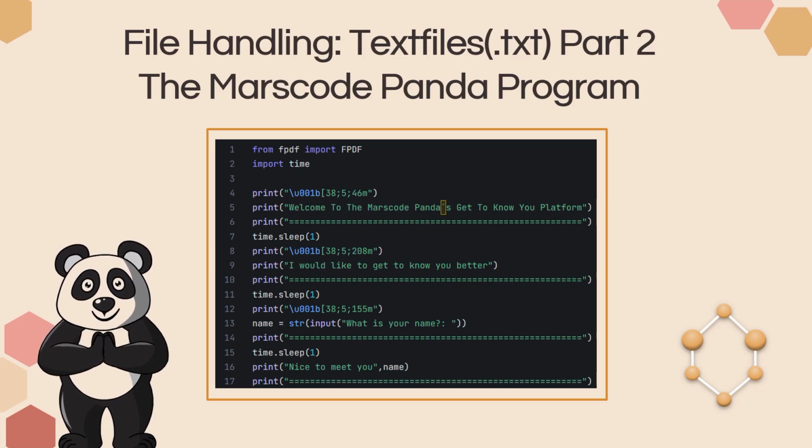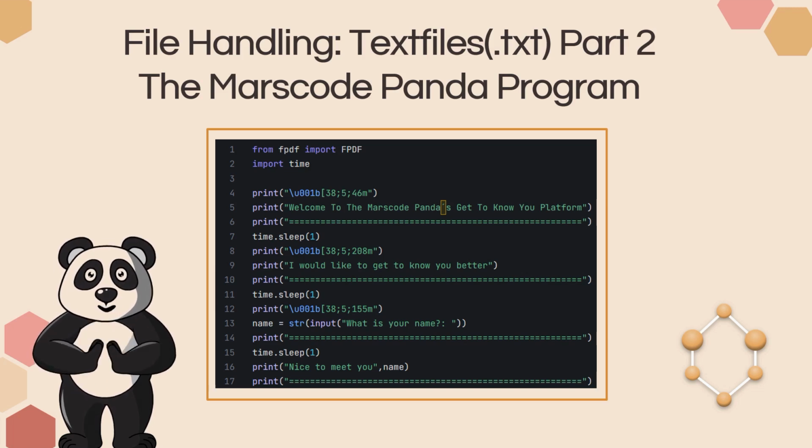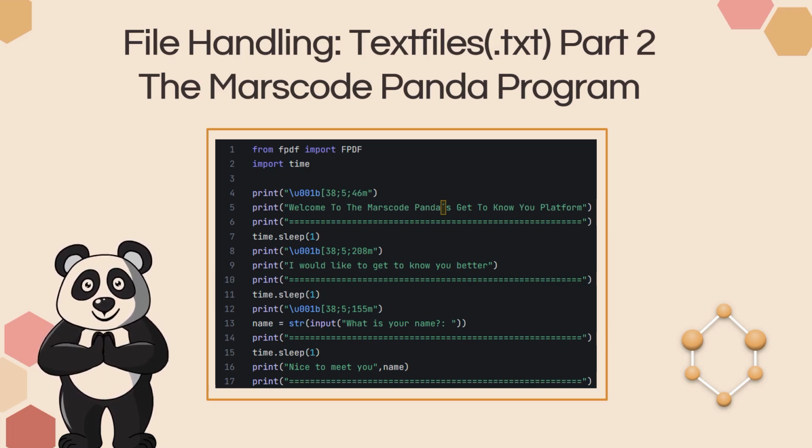As you can see in the first two lines, we are importing some libraries. We're importing the FPDF library and also the time library. The FPDF library, as we've already learned, is basically used to create a PDF file. And the time library is there to create time pauses in seconds, so we can make the code a little bit more realistic. The objective of this code, the MarsCode Panda program, is just to have a conversation with the user. So it's just like a chat room.